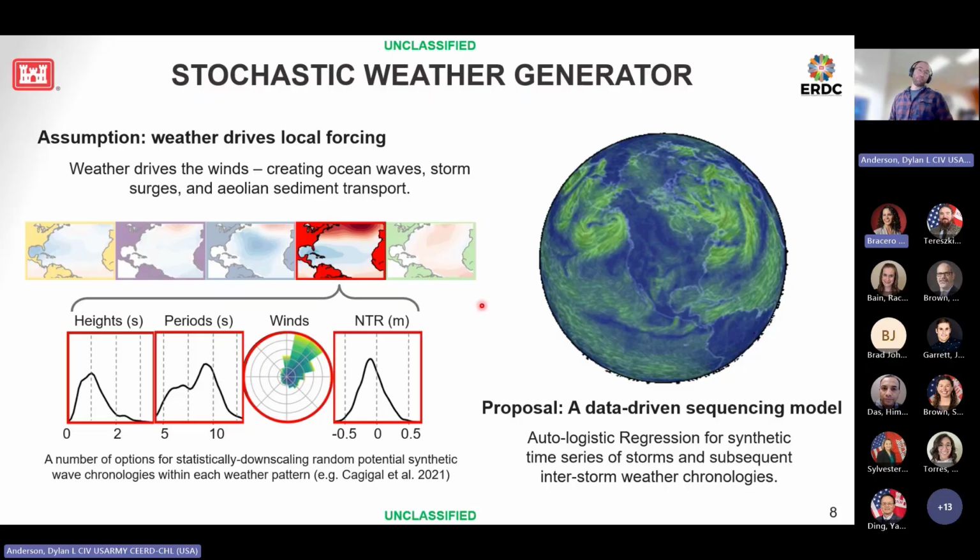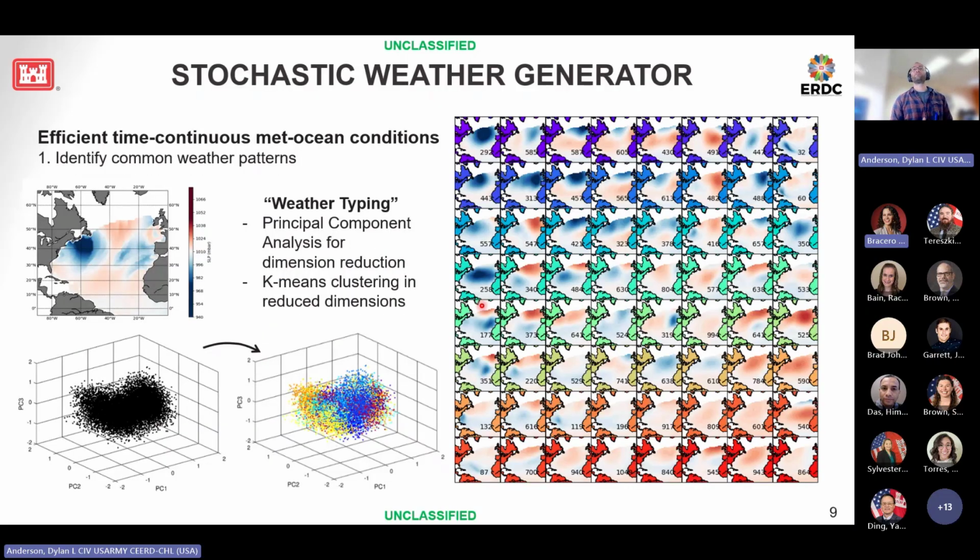So the data-driven sequencing model that I have used in the last couple of years, what you saw in Yan Ding's presentation, is an autologistic regressive model for creating the synthetic time series. This can be done with temporal convolutional networks. It can be done with a number of different approaches. The ALR model is a little more explainable, I guess. You can directly see some of the weights that are produced within it. But this is really just a very fast statistical method for creating sequences.